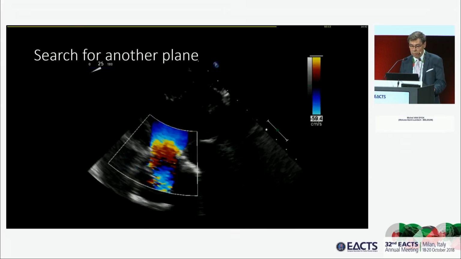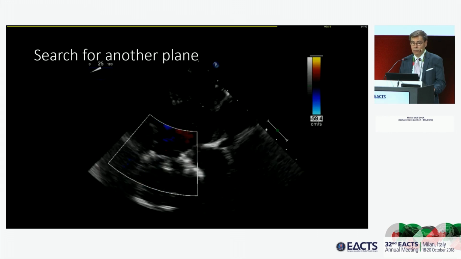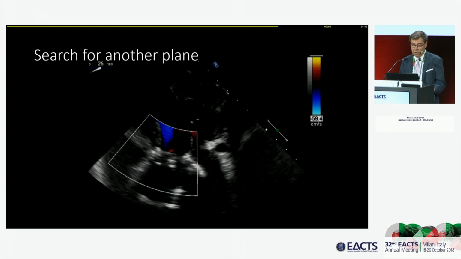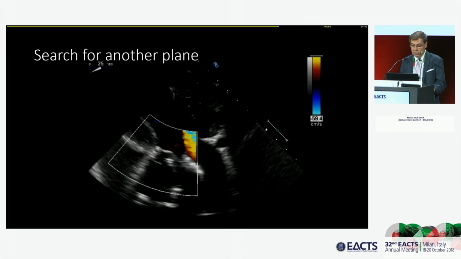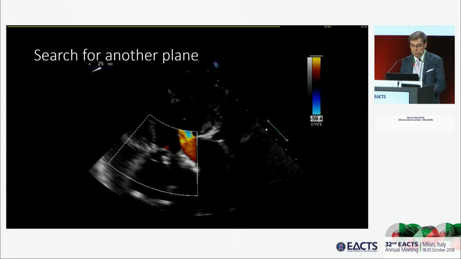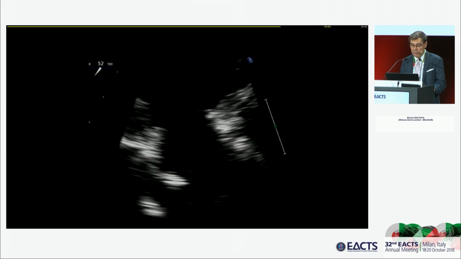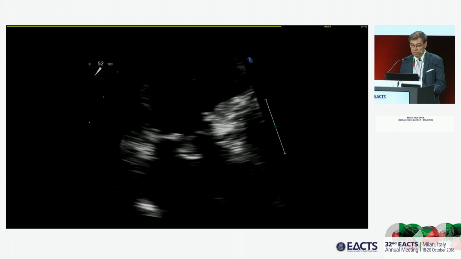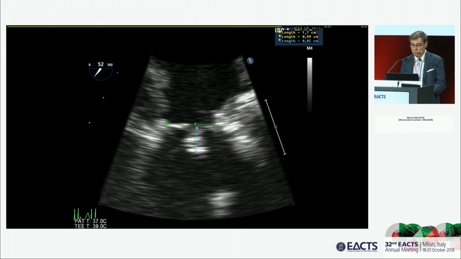Is it a problem? Then we have to find other planes, and here in the transgastric approach, we can confirm that indeed there is a very mild aortic insufficiency, and sometimes in this view, we are also able to do the measurement of coaptation length and effective height.